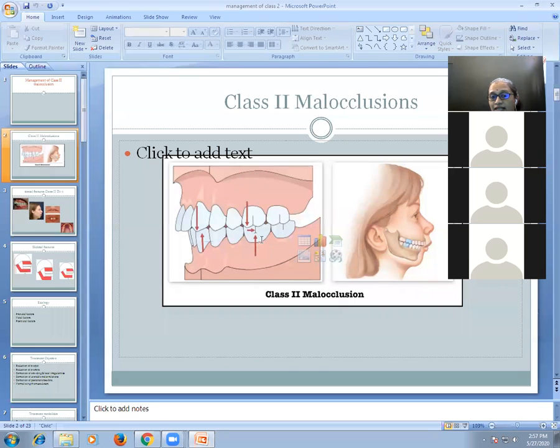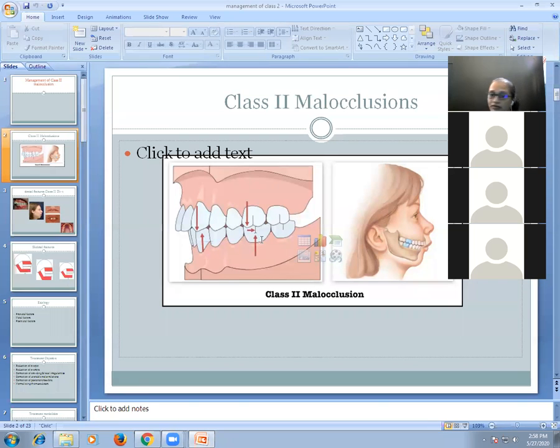But what is class 2 malocclusion? According to Angle, there are three classes: class 1, class 2, and class 3. This is an ideal relation of molars. Fine. So now what is class 2 malocclusion? Class 2 malocclusion is a malocclusion which is having a class 2 molar relation. So what all things will you be seeing in class 2 malocclusion?